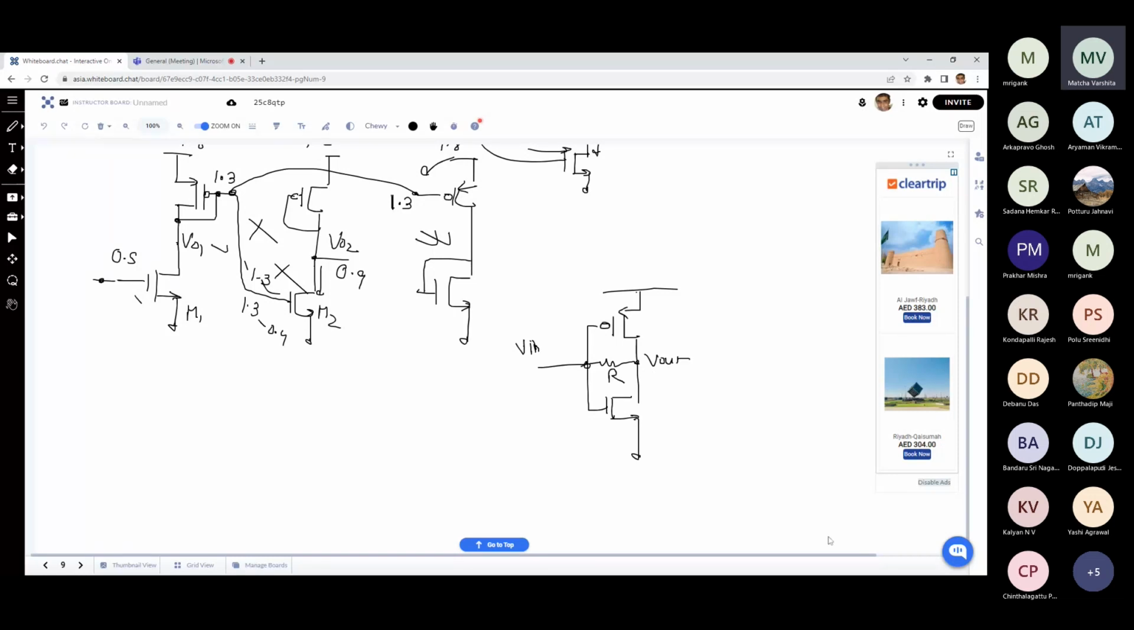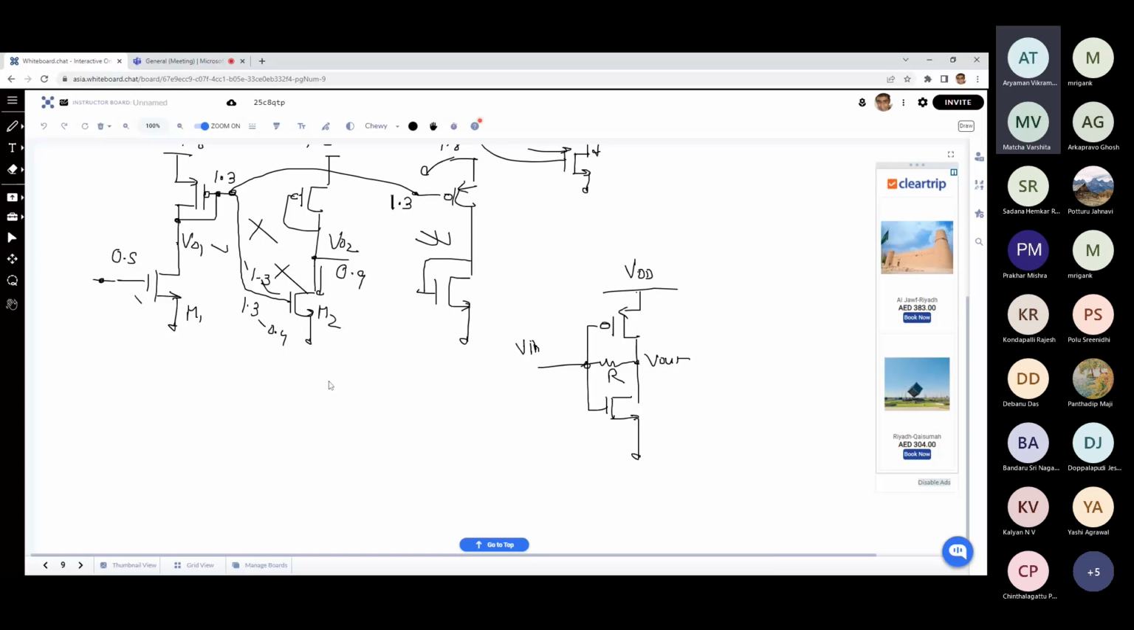And this is your VDD and ground. So how will you find out the gain? Suppose I simplify your life. I say that R tends to infinity. Then what is the gain? R is infinity, then can we number them?